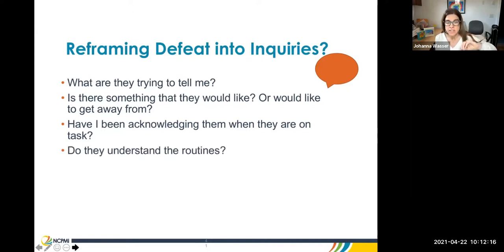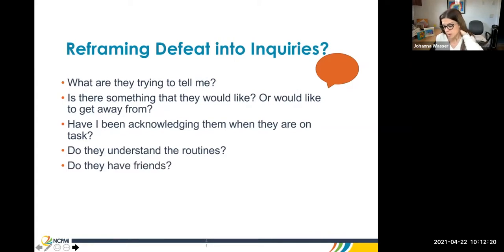And do they understand the routines? One of the comments made yesterday in the interview with this kindergarten teacher was, wow, I realized that the paraprofessionals coming into my classroom or the volunteers, they didn't know how to do the routines. If they don't know how to do the routines, how do my kids know how to do the routines? And so that brought to light to her, wow, I need more visual supports so all people know what to do. Does the child have friends?